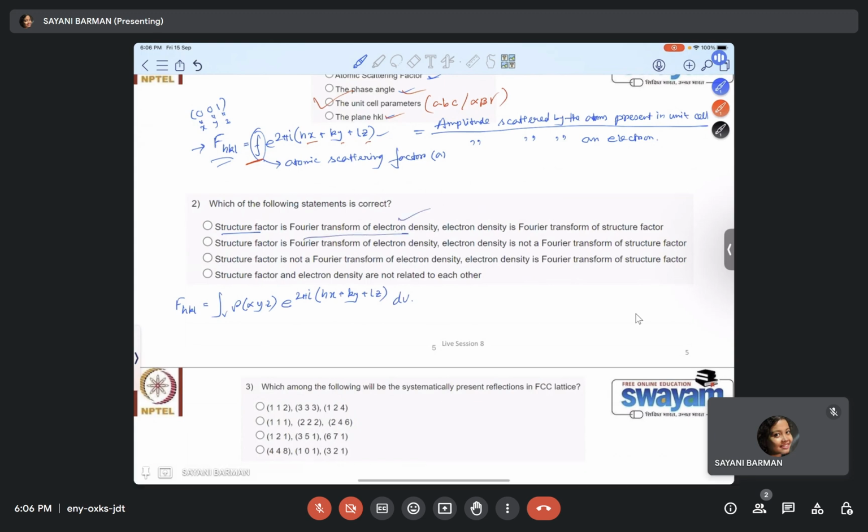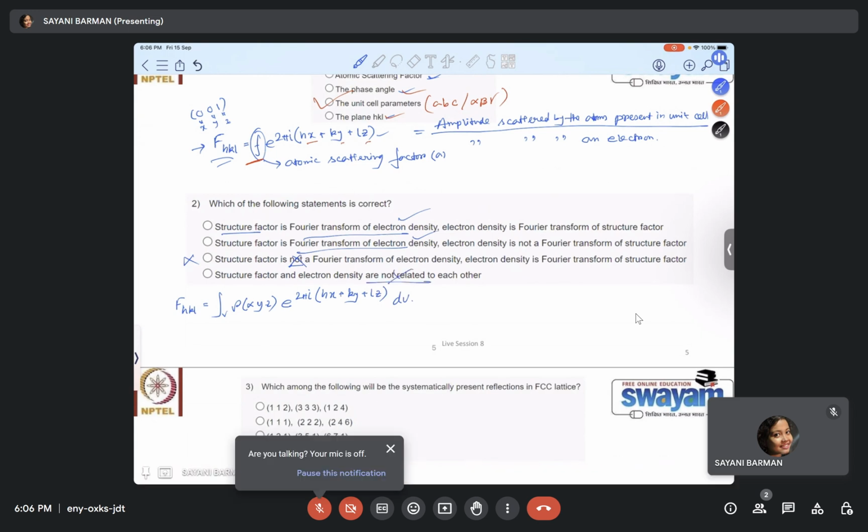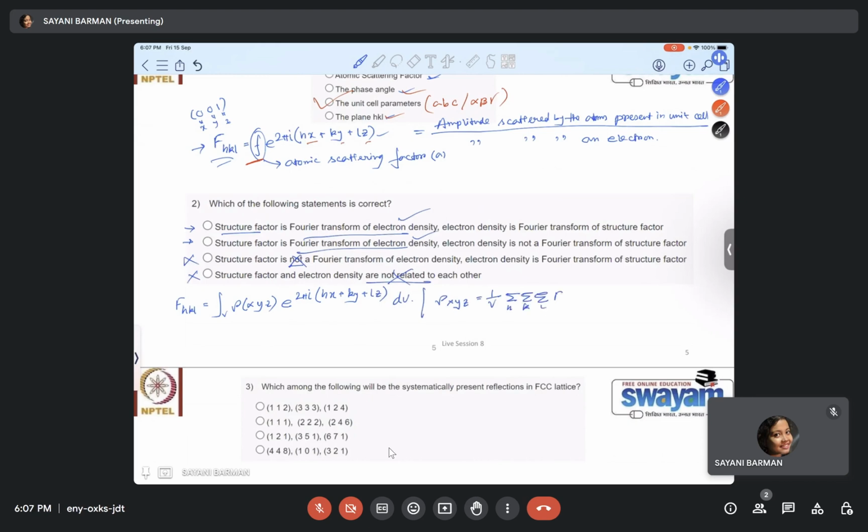This statement is correct. Here also a statement is there, saying they are not related to each other. No, they are related. So these are the two options we can omit. And this is the possible option. Now, rho xyz can also be written as 1 by volume of the summation of FHKL expression e to the power minus 2 pi i (hx plus ky plus lz).